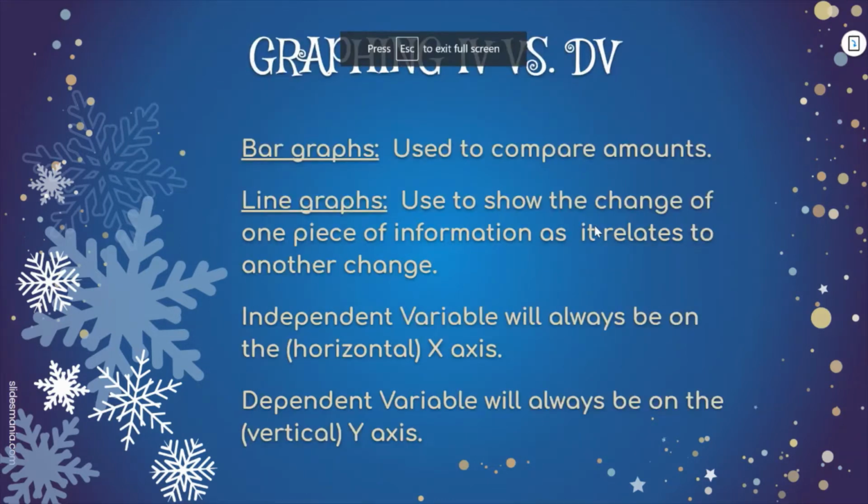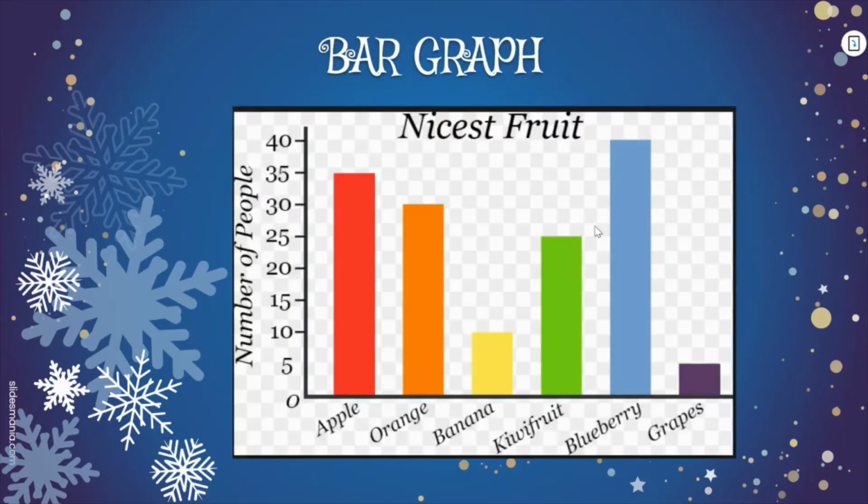All right, so now let's talk about the graphing part of independent variables and dependent variables, right? And how to do that. So, first of all, let's talk about the two types of graphs we're going to be looking at. The first is a bar graph, and this is used to compare amounts. So, when you're talking about a bar graph, this is basically what you're talking about here. This bar graph right here is just comparing the amount of people who prefer apples to oranges to bananas to kiwis to blueberries to grapes, right? That's what this is showing you right here.